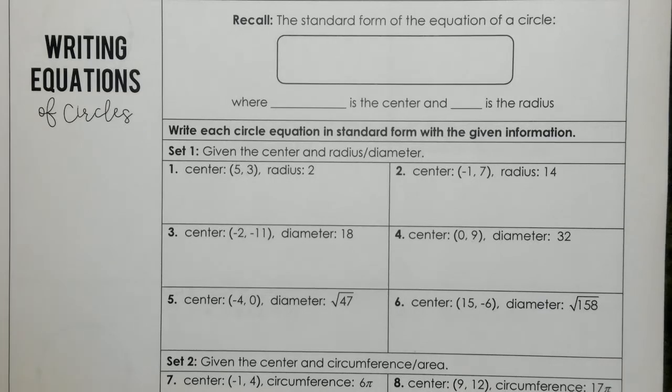All right, lesson 10.7, writing equations of circles. This is kind of just the opposite of what we did in the previous lesson, where we were given the equation and we had to pull out the center and the radius. In this lesson, we're going to be given the center and the radius and we've got to write the equation. So kind of like the reverse of the previous lesson.